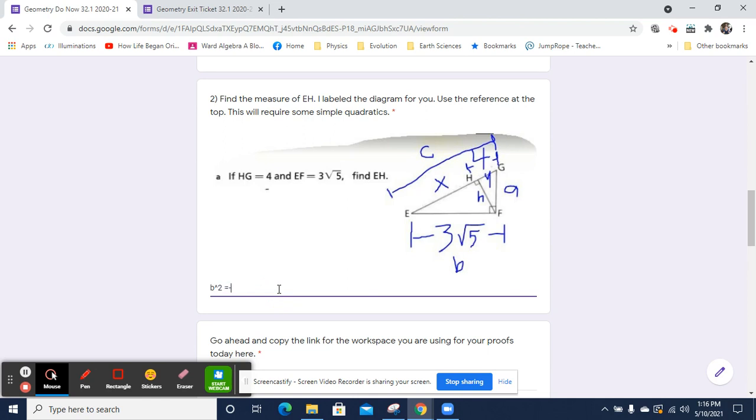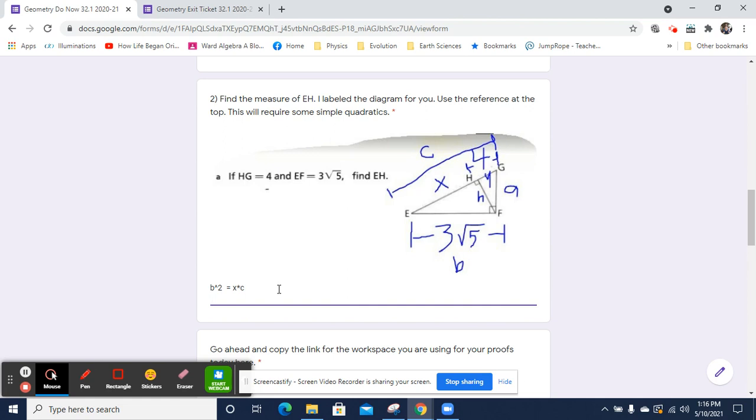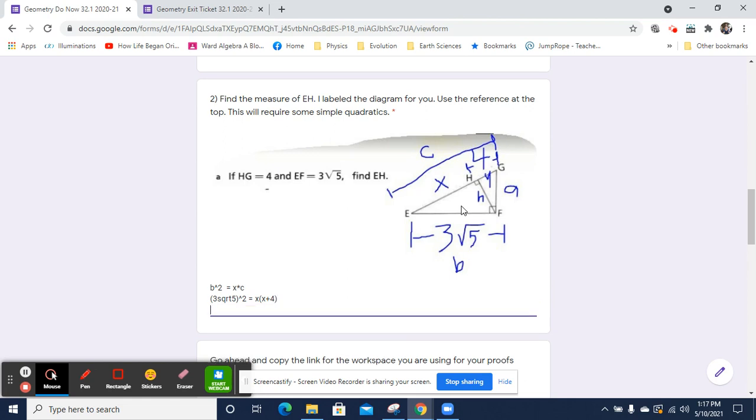So b squared is going to equal x times c. Well, b is 3 root 5, so 3 square root of 5 squared is going to equal c times x. Well, x is unknown, and x is actually what we want, so that's x times c, which is going to be x plus 4. Now we can start sorting this out, and this is why I'm suggesting you might need some simple quadratics.